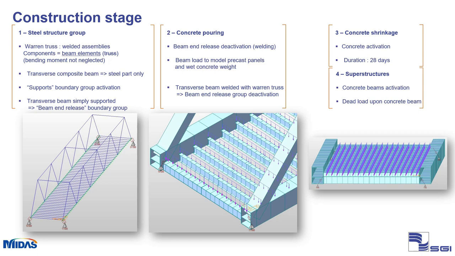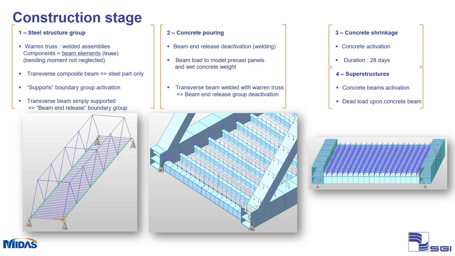Next step is concrete shrinkage stage. Now that wet beam load is applied, we can activate concrete slab of lateral composite beams. In the tab Composite section for construction stage analysis, concrete material for composite beam is activated for concrete shrinkage stage. As this material is associated with time-dependent properties, creep and shrinkage effects are also activated. The duration is defined as 28 days in order to reach concrete characteristic strength.